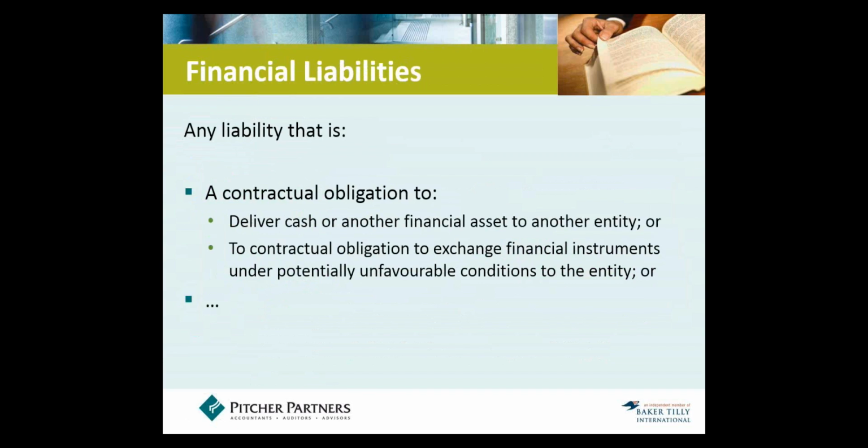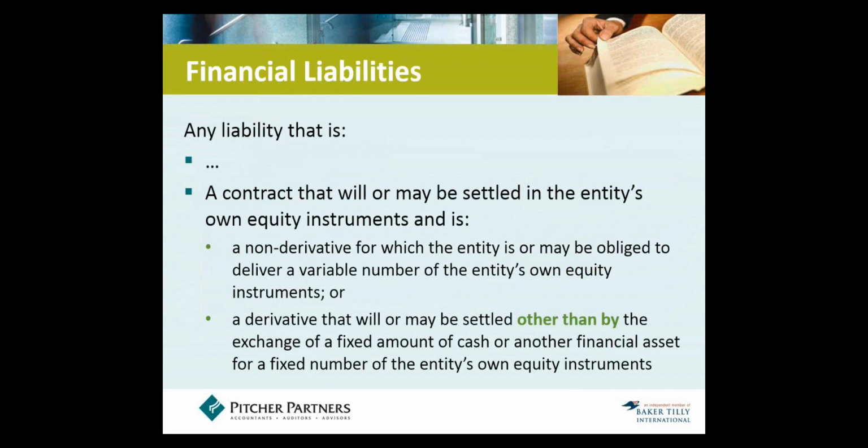If you look at financial liabilities, it says any liability that is a contractual obligation to deliver cash or another financial asset to another entity, or a contractual obligation to exchange financial instruments under potentially unfavorable conditions. An asset is we exchange and there's favorable conditions. A liability we exchange and it's unfavorable conditions. So I'm thinking about derivatives here. And then it also goes on to have a similar requirement, but obviously the opposite, to a financial asset, and that is a contract that will or may be settled in the entity's own equity instruments.